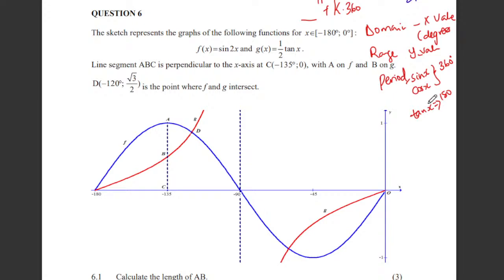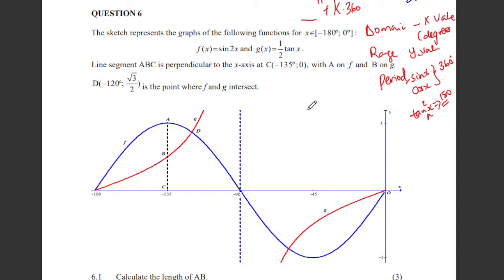Now, if there is an introduction of maybe a 2 or a 3 or something, that number does affect the period. So just divide the original period by that number, 2 or 3 or whatever, and then get the exact period of that particular graph.